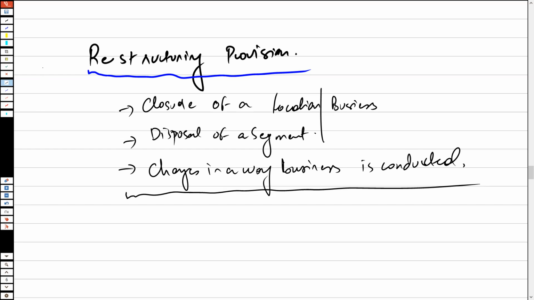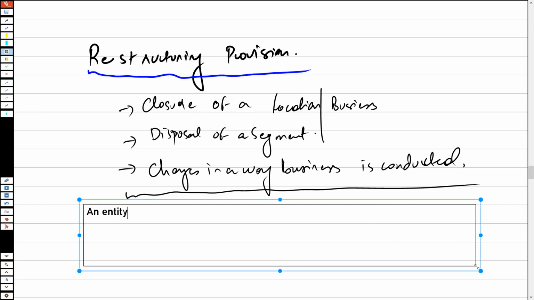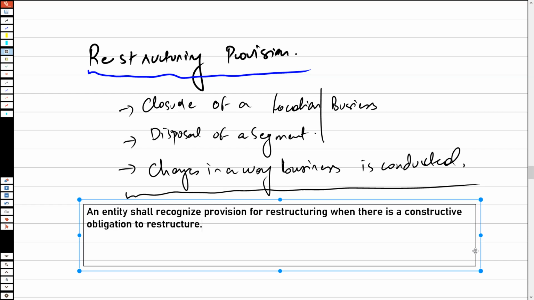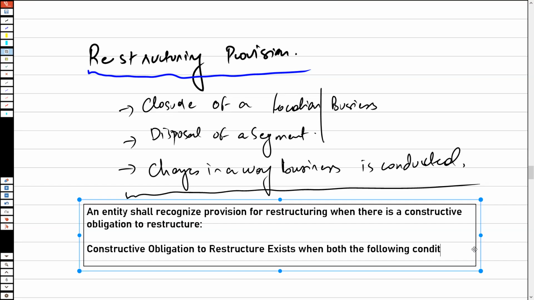So IAS 37, what does it say? It says an entity shall recognize a provision for restructuring when there is a constructive obligation to restructure. So you have to recognize the provision for restructuring when there is a constructive obligation to restructure. And the constructive obligation to restructure exists when both the following conditions are met.